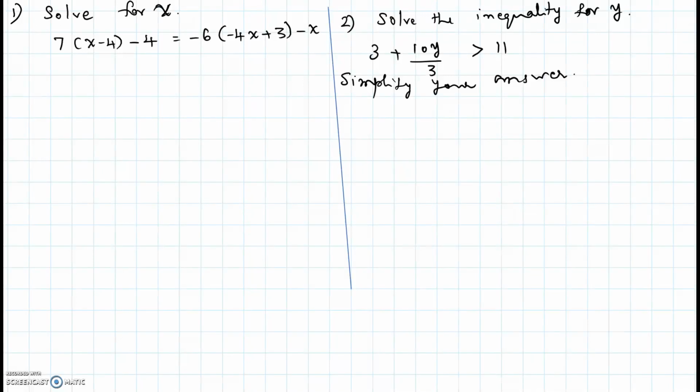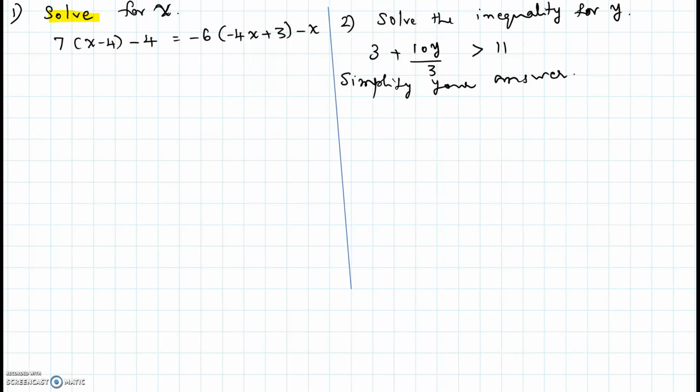Hi, in this video, I will be showing you problem number 1 and 2 of the practice exam 1. Problem number 1. Solve for x. 7 times x minus 4 equal to negative 6 times negative 4x plus 3 minus x.